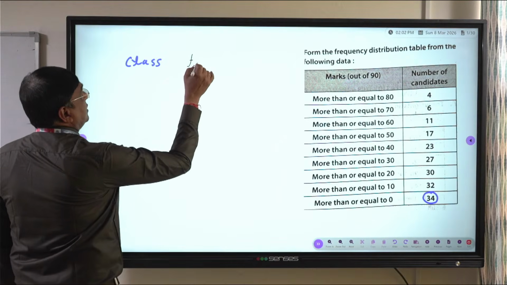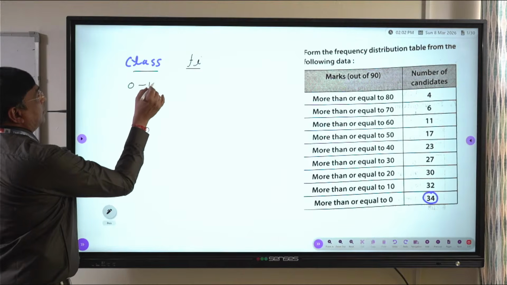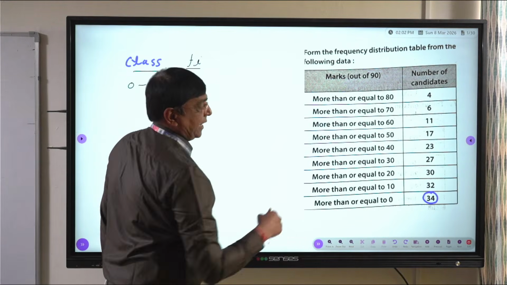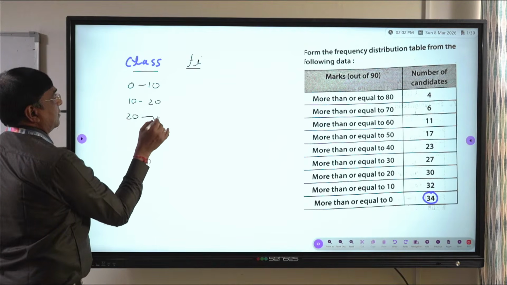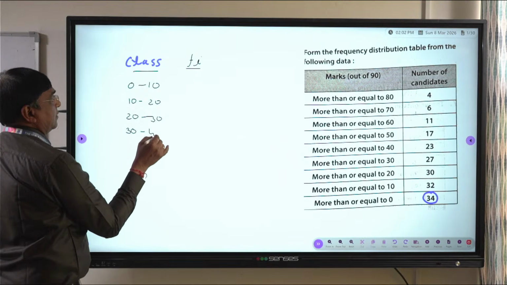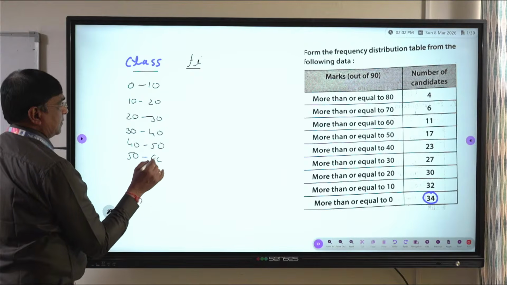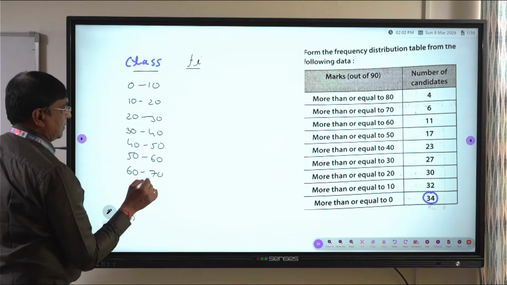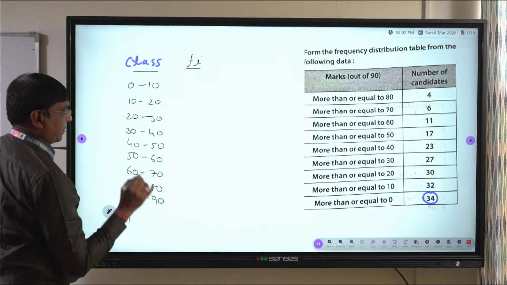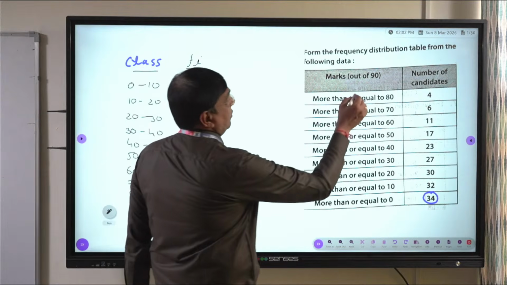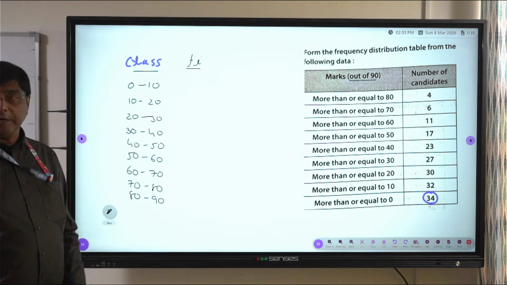So class and frequency. The first class is 0 to 10, class length of 10. Then 10 to 20, 20 to 30, 30 to 40, 40 to 50, 50 to 60, 60 to 70, 70 to 80, and 80 to 90. Why 90, not 100? It is given in the data that the paper is out of 90 marks. So the maximum mark is 90.